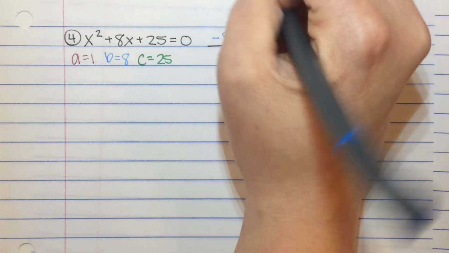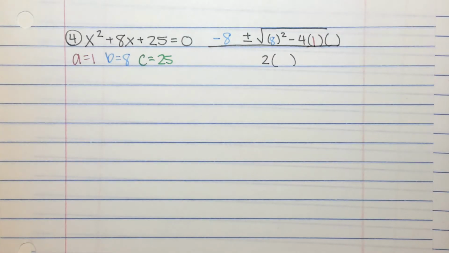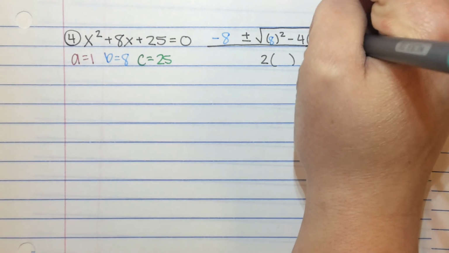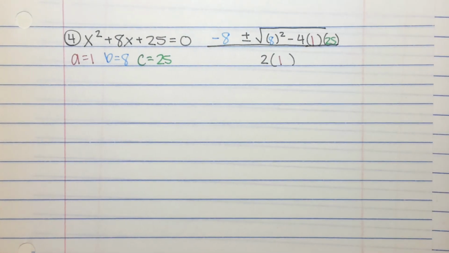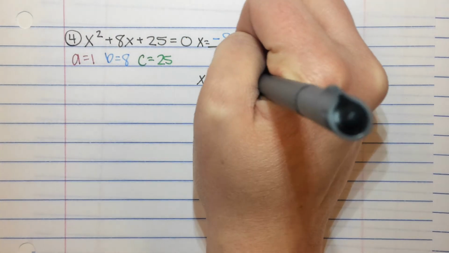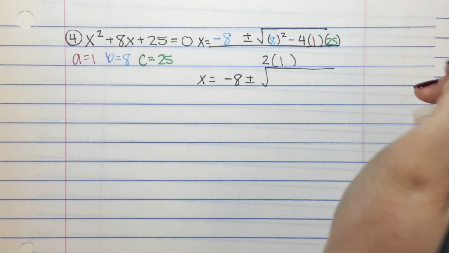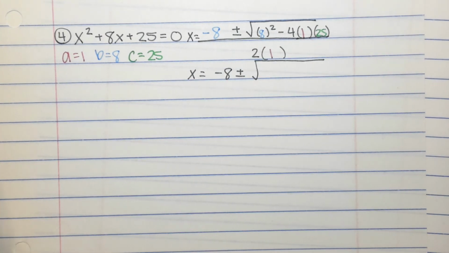I'm going to do B squared, so 8 squared minus 4 times A is 1, C is 25, and then all over 2 times A, so 2 times 1. All right. So that's x equals negative 8 plus or minus. Now, I can do this in my calculator. So 8 squared, we'll grab that.